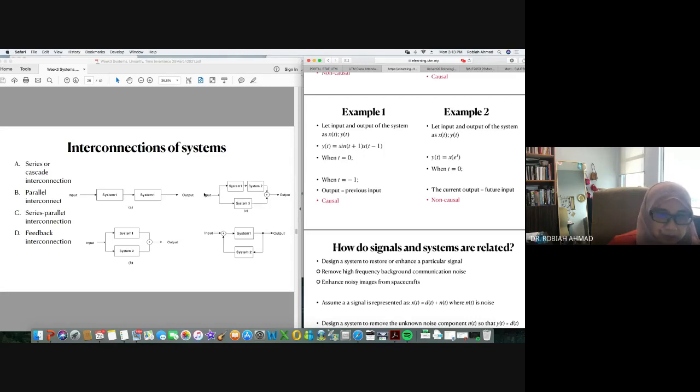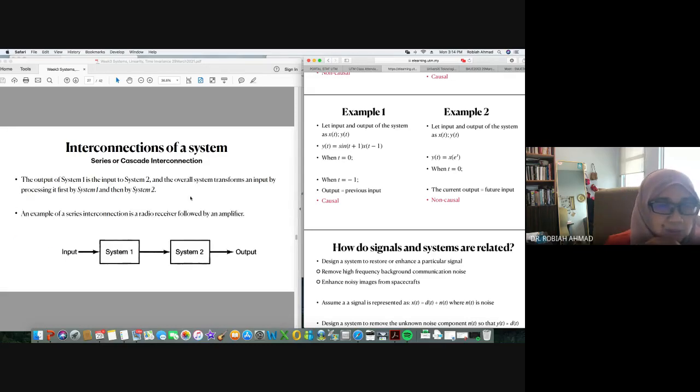Okay, but sometimes we have input, but one goes to the series and then another one goes to the parallel. Parallel first, sorry, saya terus C. One signal here and one signal there, and then you combine to give one output. That one is parallel interconnection. And then C is series-parallel interconnection, because we have 1 and 2 in series, and then 3 is parallel. And then the last one is the feedback interconnection. Feedback is something you will deal with a lot when you go into control theory. Okay, so let us look at them one by one.